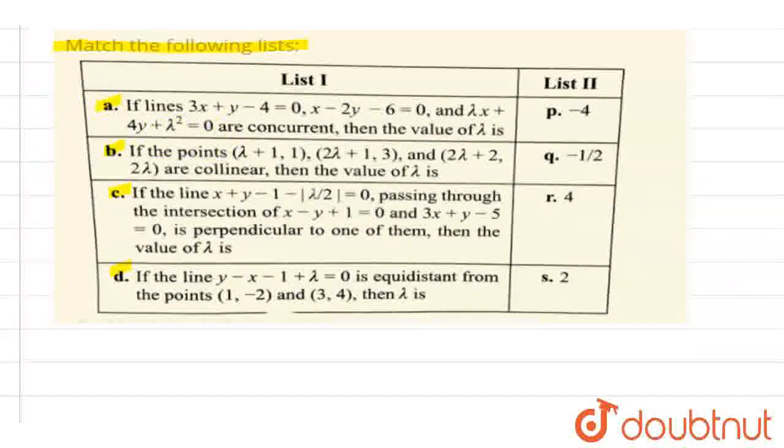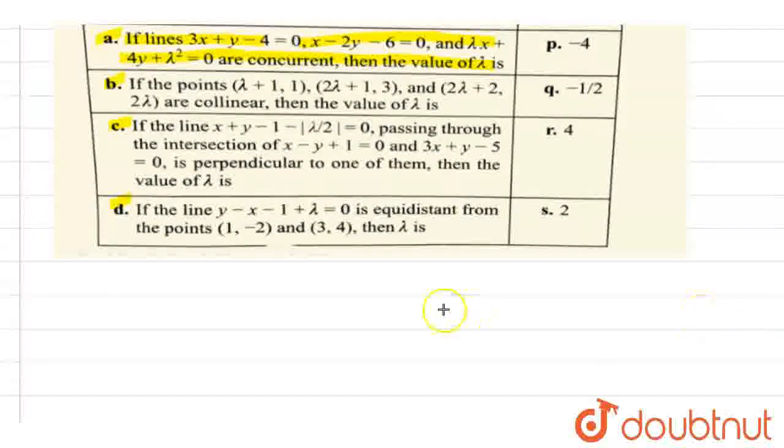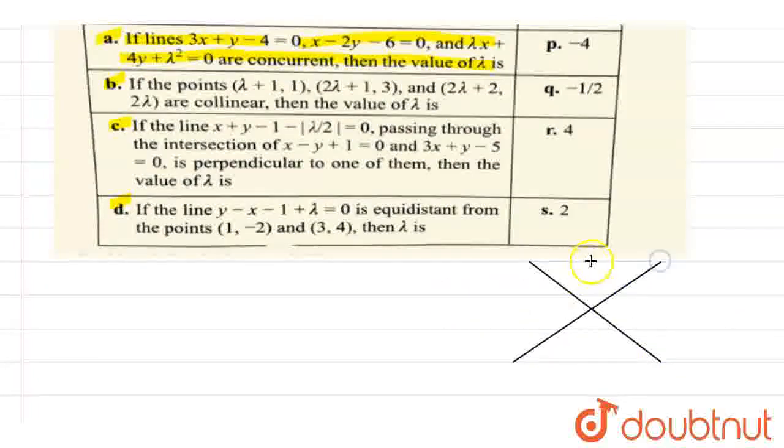In this question it is saying that if lines 3x plus y minus 4 equals to 0, x minus 2y minus 6 equals to 0 and lambda x plus 4y plus lambda square equals to 0 are concurrent, then what should be the value of lambda? Now we know the concept of concurrent lines: whenever more than two lines pass through a common point, we can say that the lines are concurrent. It means they have one point in common which passes through all the lines.